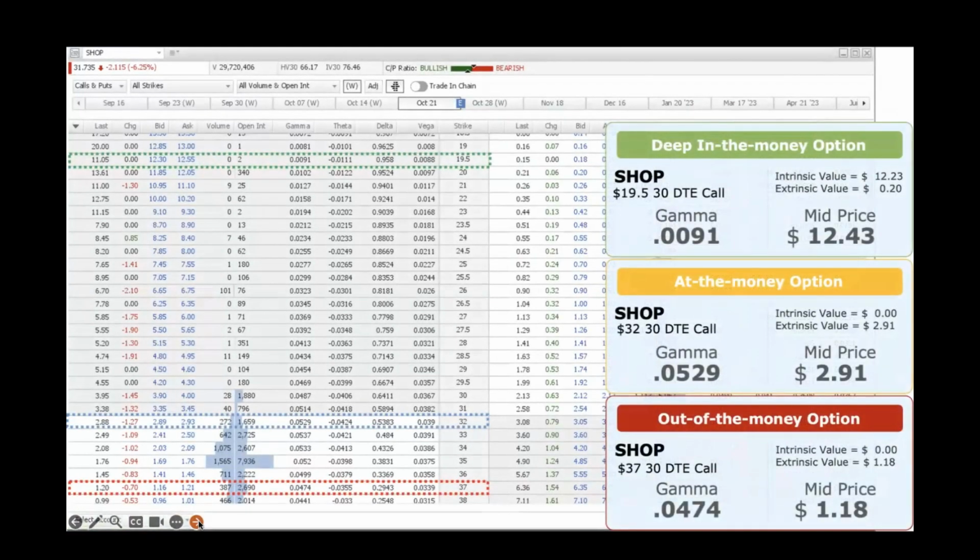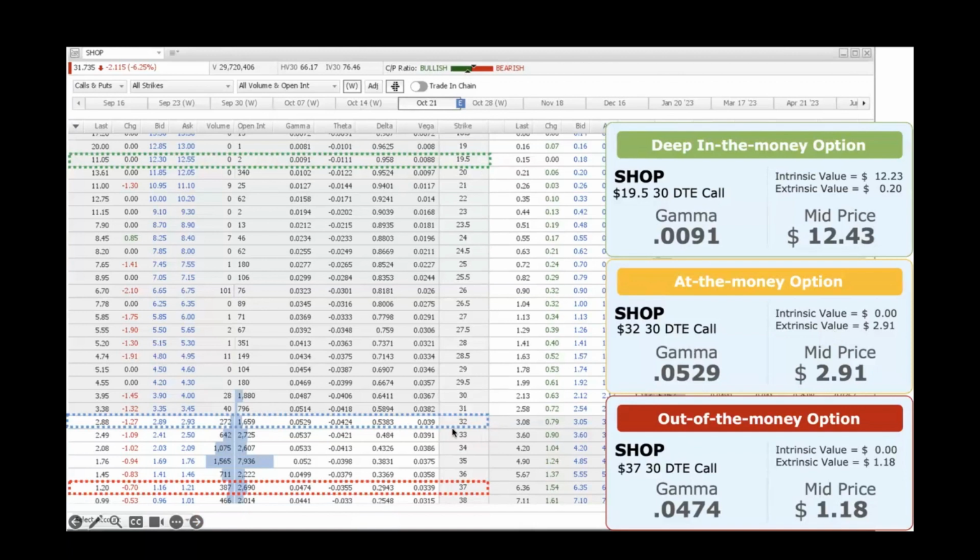All right, back to the option chain. Now, if you've ever heard of the gamma theta trade-off, this will come into play. Before we dive into that though, gamma is found here on this column. We've got our deep in the money, at the money, and out of the money options. So looking through this once more.